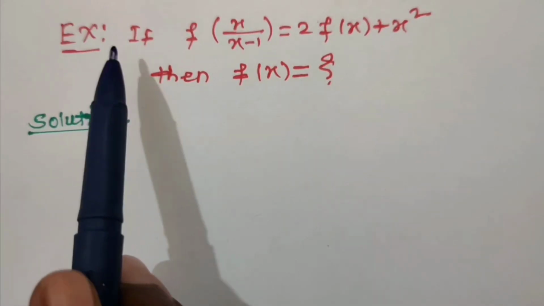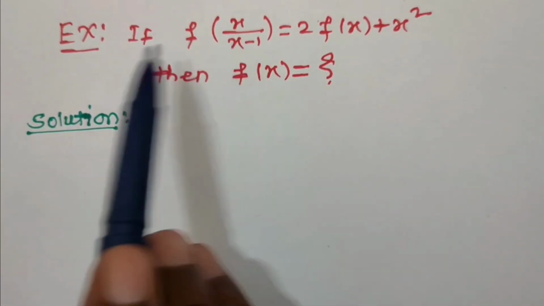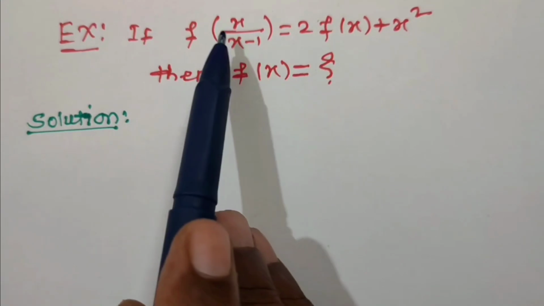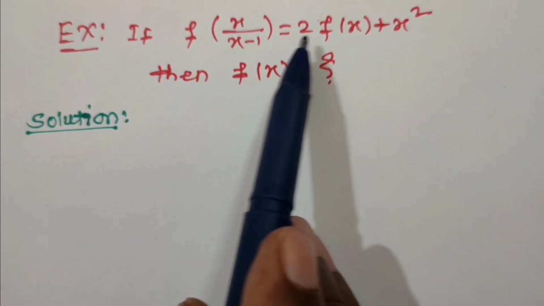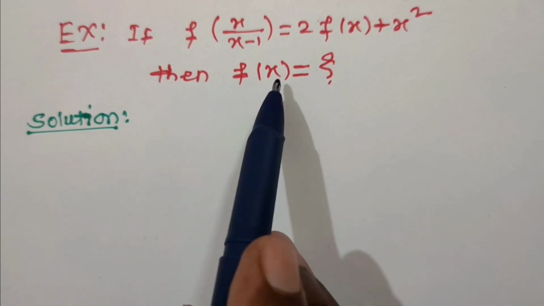In today's session we have to solve this problem on function. Statement of this problem is: if f of x upon x minus 1 is equal to 2 times f of x plus x square, then find f of x.